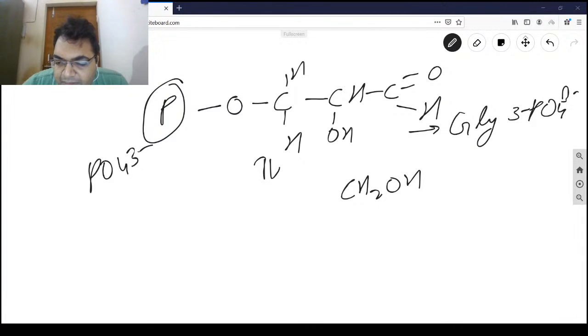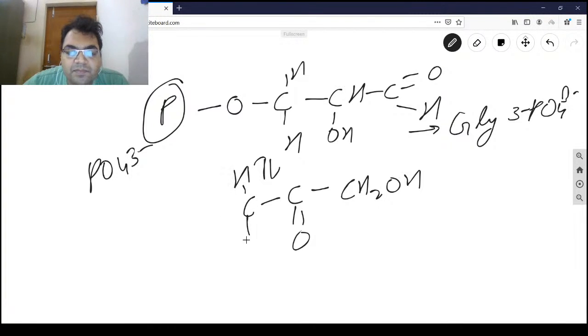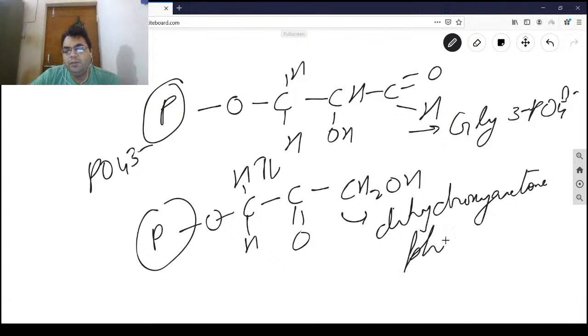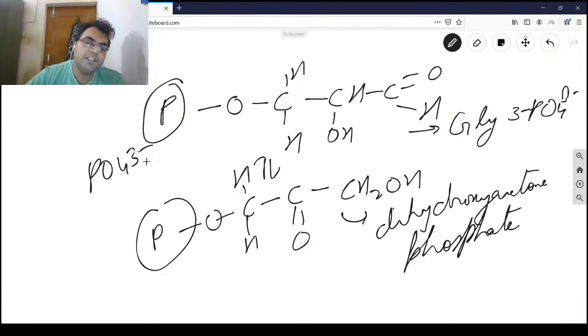Then it will have a double bond to O, one hand will be free as the valency of carbon is 4. Then again CH2, O, and this is the phosphate. So this is your dihydroxyacetone phosphate. We had 2 phosphate groups in fructose 1,6 bisphosphate, one at the first position, one at the 6th position. Now you have 2 phosphates here, so this will be converted to this one.